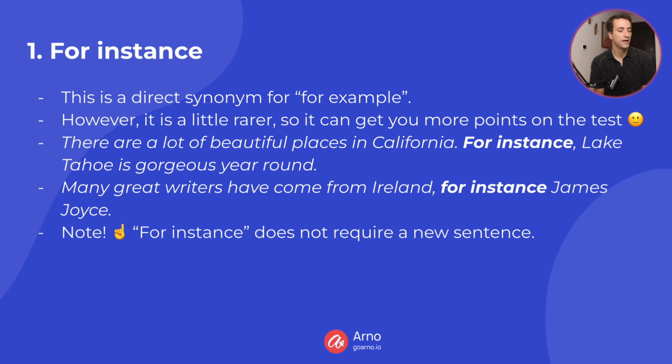It's important to note that you don't always have to start a new sentence when using for instance or for example. The question is whether what comes after for instance could be its own sentence. So in the first example, Lake Tahoe is gorgeous year-round. This could be its own sentence. Therefore, when I use for instance, I need to start a new sentence. In the second sentence, the part that comes after for instance, James Joyce, could not be its own sentence. It's just a name, which means I don't need to start a new sentence when I use for instance.